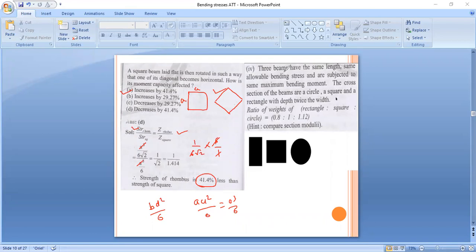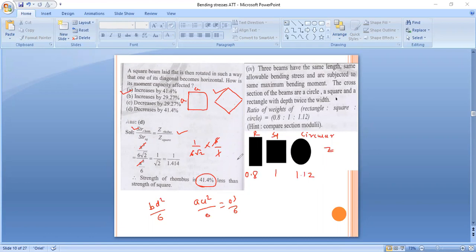Okay. After that, next, here 3 different shapes are given. First is rectangular, then square, and this is circular. In that, you have to consider section modulus as a constant, and you have to find out the moment of resistance. So the moment of resistance ratio for this rectangular section is 0.8, here 1 and here 1.2.